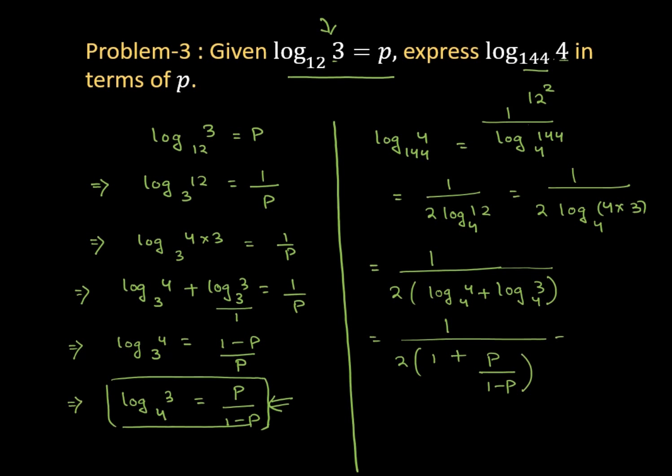This we can simplify to 1 minus p over 2 times 1 minus p plus p. So you obtain 1 minus p over 2. So this is your simplified answer. Right? So whenever you have these type of questions, you need to simplify both the parts and use the simplified version of this in order to find the second value. Let's move on to the next problem.